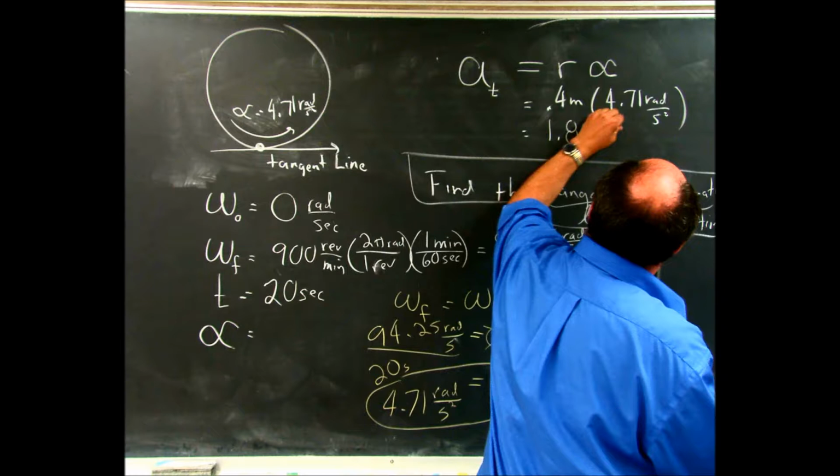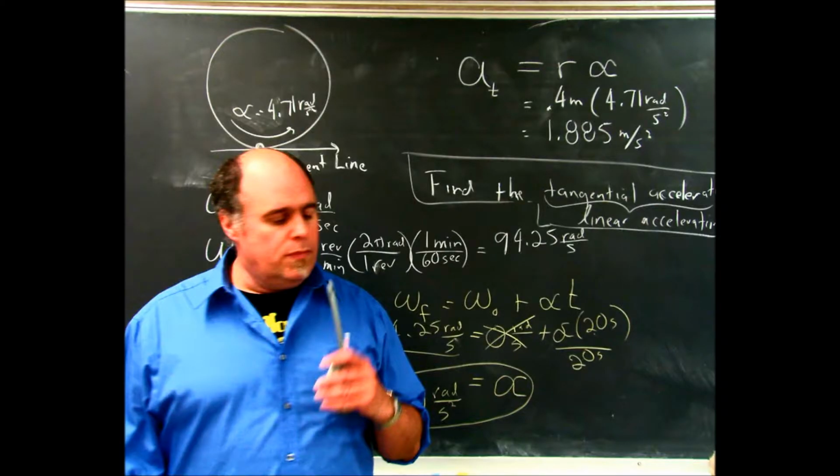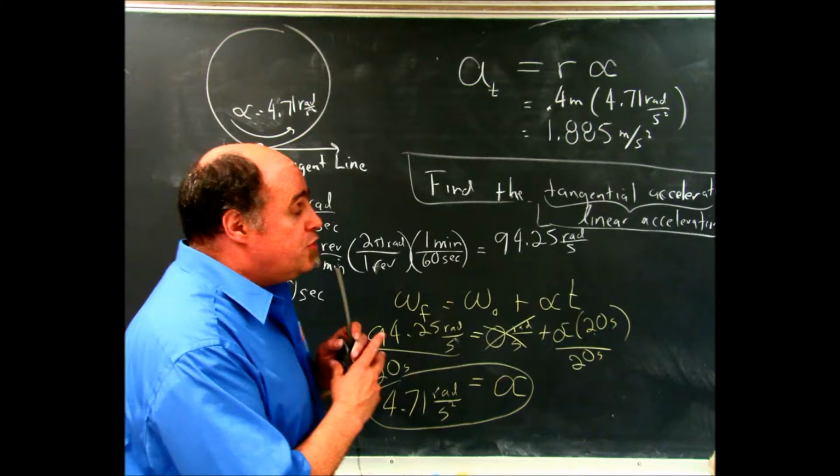So whenever you have anything spinning, there is a relationship between the linear quantity and the angular quantity. Okay, that's how to do this problem.